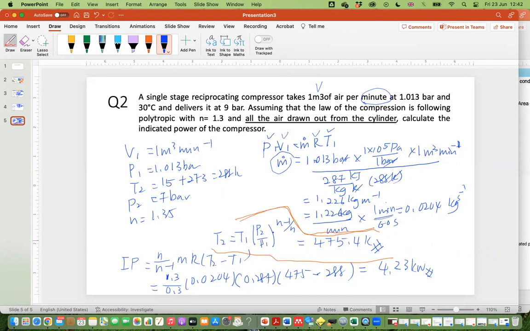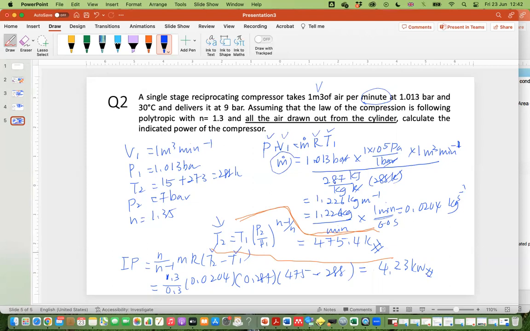Okay, done. Then we look for T2, because we can use the equation similar to isentropic. By using this equation, we can find our T2. Then we plug into the polytropic indicated power. Since we have T2 and T1, plug everything in and then we can have our answer.